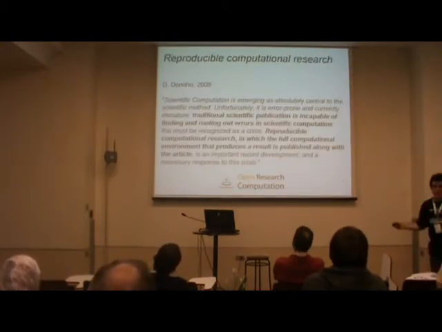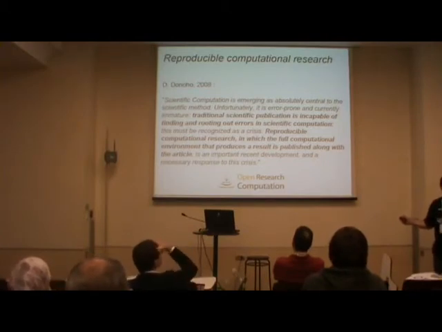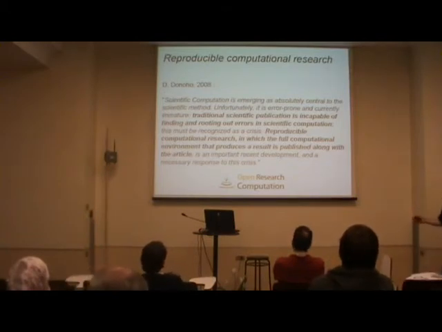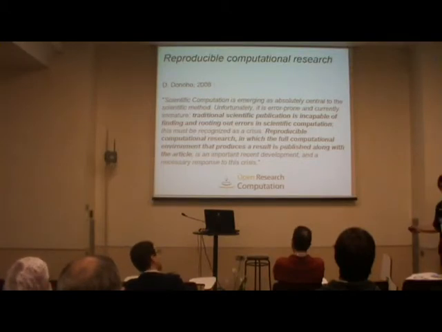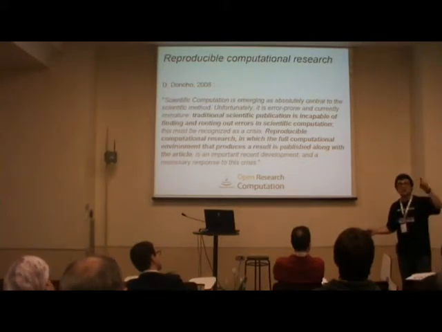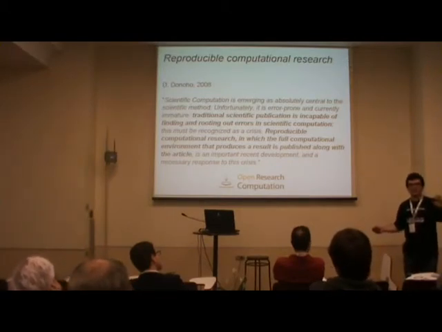And apart from literate programming, we also use a paradigm called reproducible computational research. It was proposed by many people, including David Donoho, who is a big name in signal analysis. David Donoho said that a traditional scientific publication is incapable of finding and rooting out errors in scientific computation. Reproducible computational research is research in which the full computational environment that produces a result is published along with the article. So you publish an article, you publish the figures, and you have the code for the figures, you have the data, and you have the code that did the analysis of the data. All of this comes online, so anyone can check what happened.